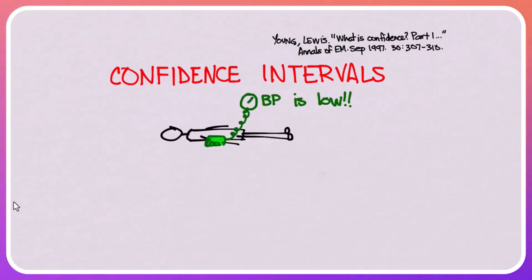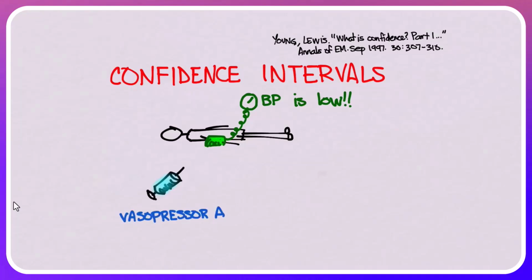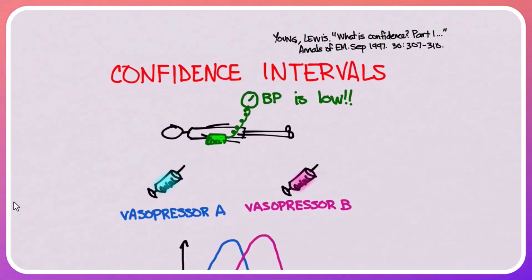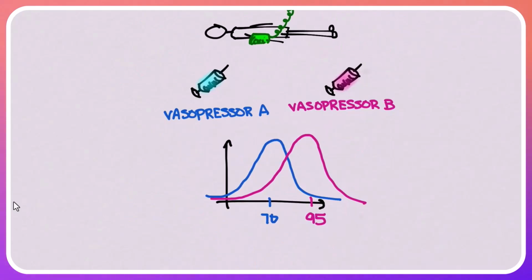So let's say that we have a patient who is not doing so well and their blood pressure is low. And we want to try giving them a drug to raise that blood pressure. We have two choices: vasopressor A to raise the blood pressure and vasopressor B. And we want to determine which one is better, so we do a trial. In this trial, we look at two populations. We look at two samples, and one we give vasopressor A, one we give vasopressor B.